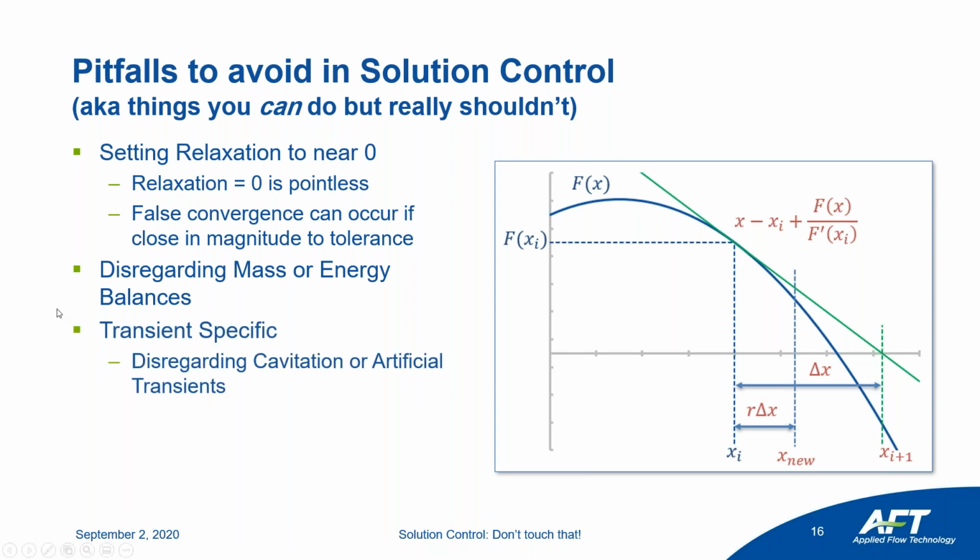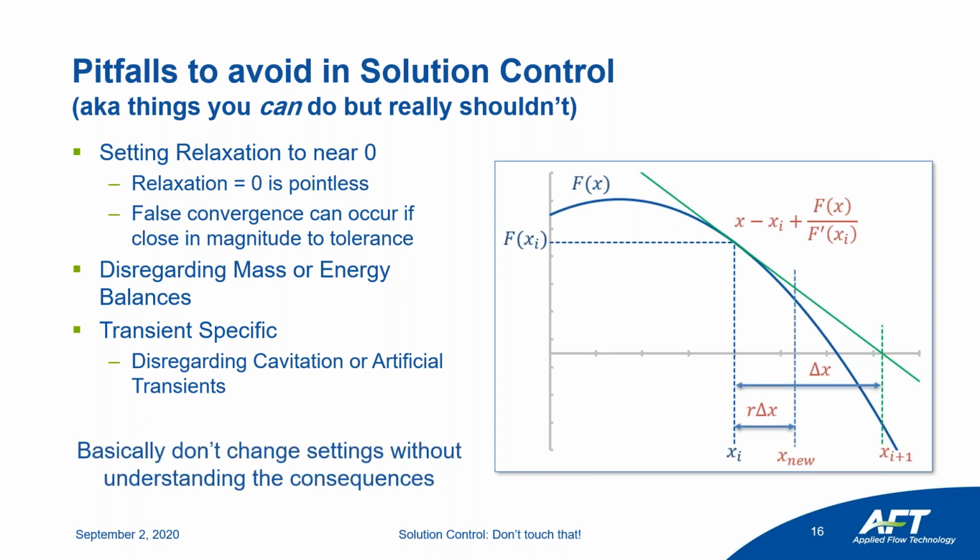Some transient specific things, again, looking at cavitation, disregarding it may not make your model run well or may not indicate a severe problem in your system. Disregarding artificial transients isn't a good idea either because that can introduce things into your system that wouldn't exist in reality. In summary, basically, don't change settings without understanding the consequences.